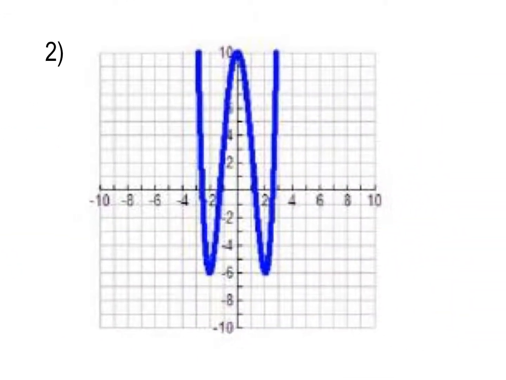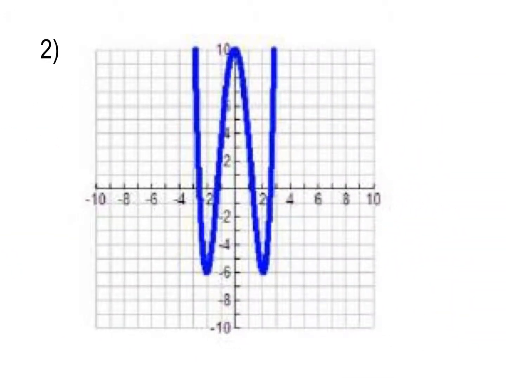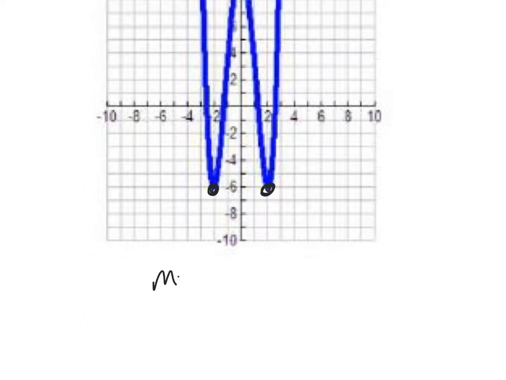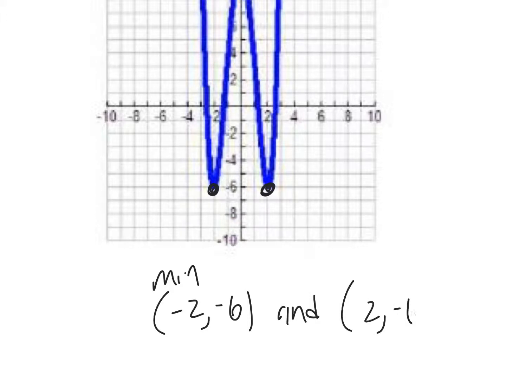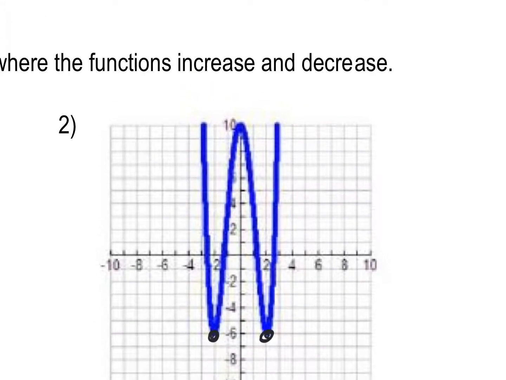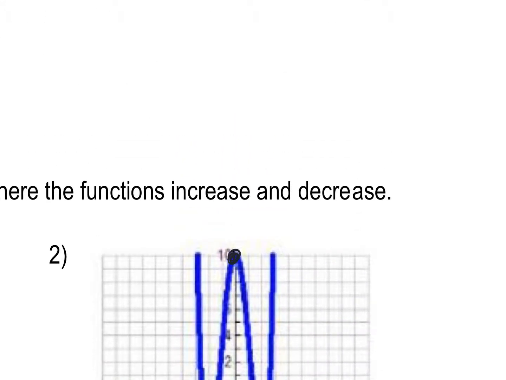Ooh, a little bit more of an exciting roller coaster. Looks like I have two different minimums right here. So I have a minimum at, what is that ordered pair? (-2, -6). And another minimum at (2, -6). There's two bottoms of the humps there. I have a maximum up here, which looks like (0, 10).